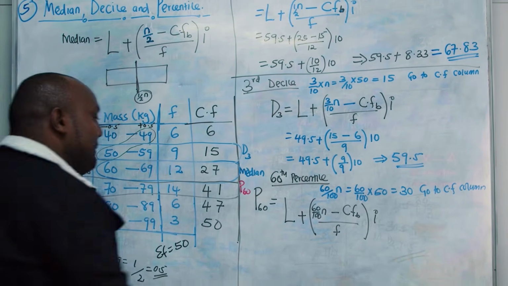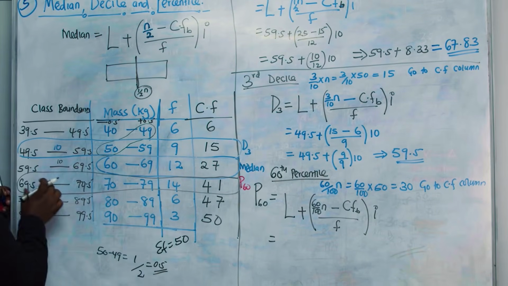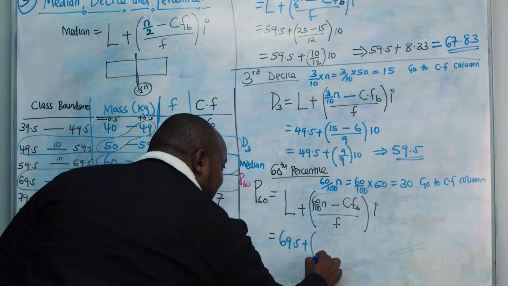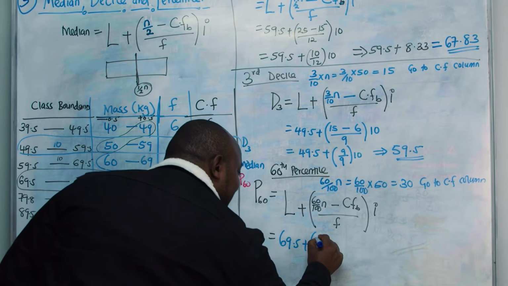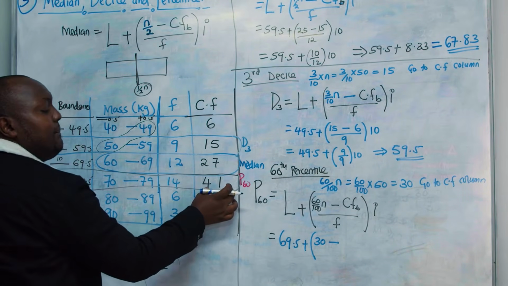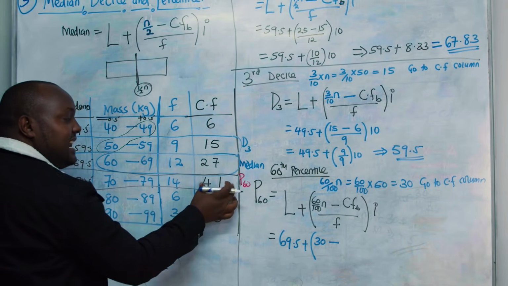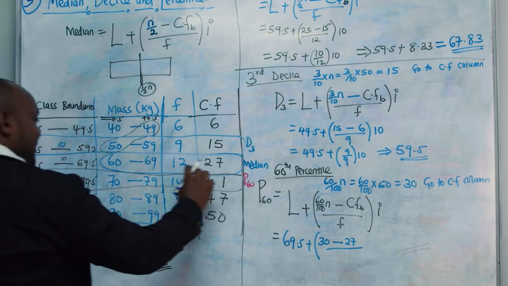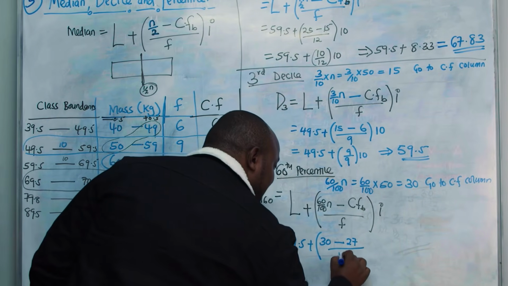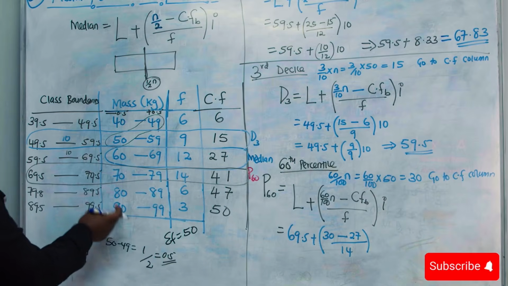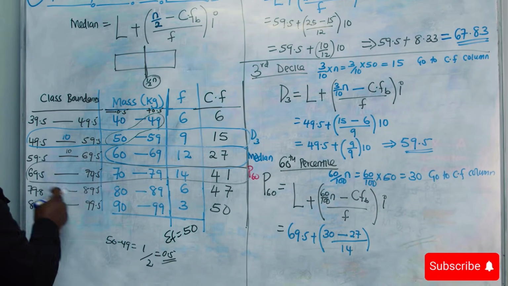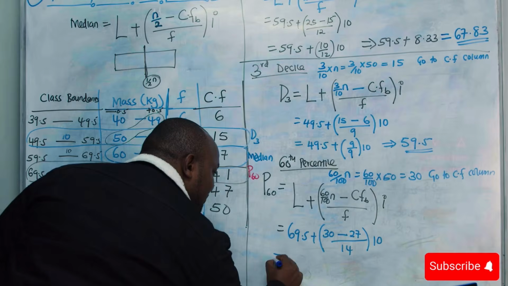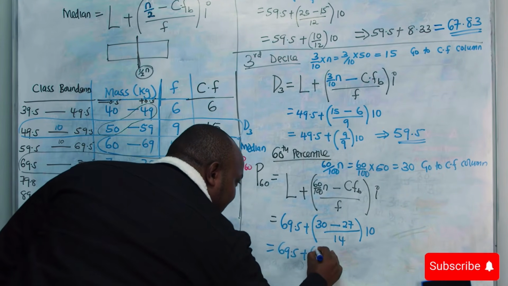So what is happening now? My lower class limit, remember, we got which class we are going to use. It is 69.5. So 69.5 plus 60 over 100 n, we had already gotten it is 30, minus cumulative frequency before. It is now 27 because we are in this class, so the cumulative frequency before is 27. All over, what is the frequency of our class? The frequency is 14. And what is our class interval? The interval is between lower and upper, 79.5 and 69.5. The interval is 10.